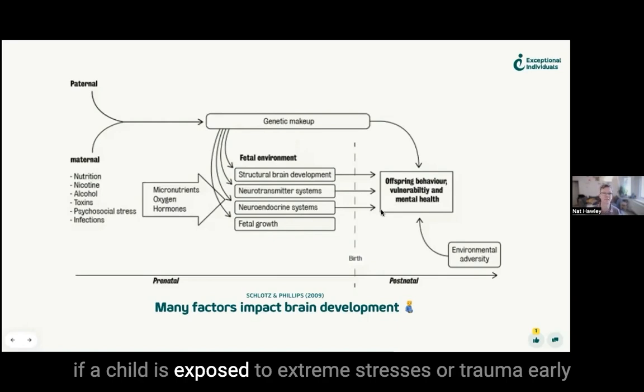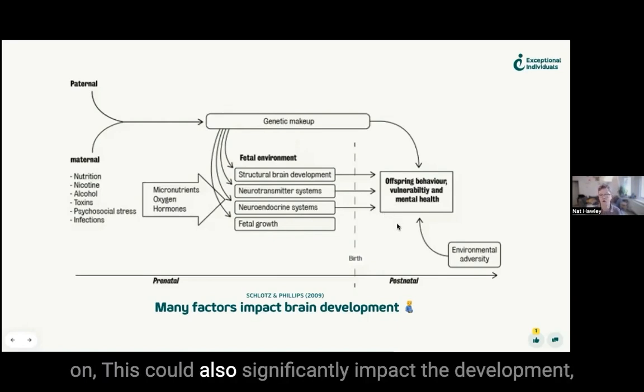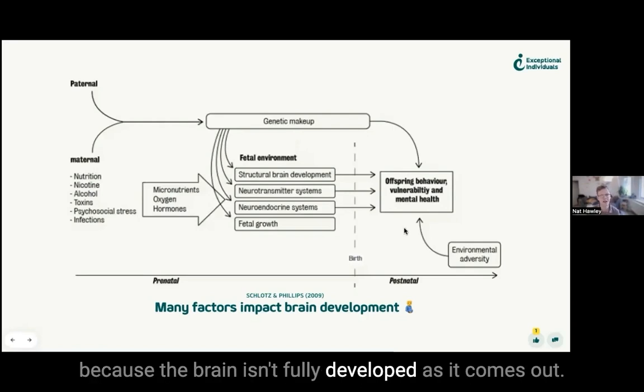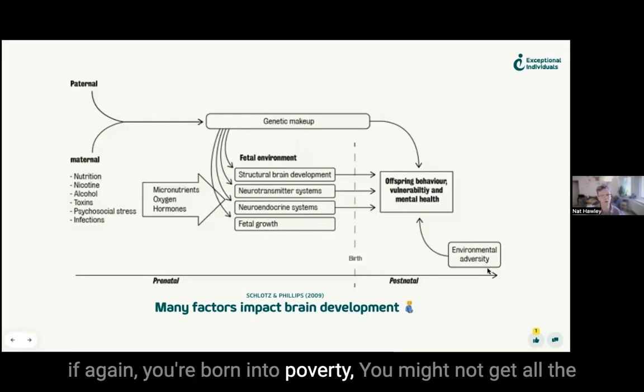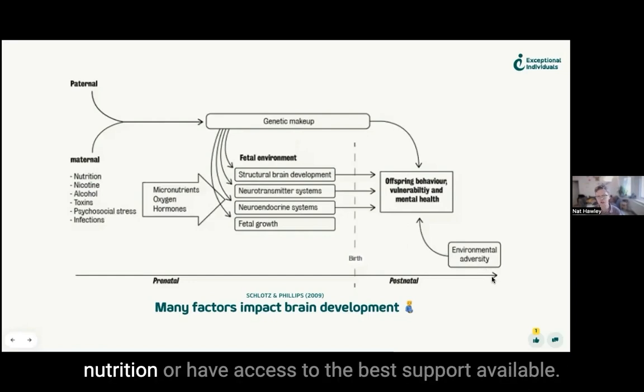If a child is exposed to extreme stresses or trauma early on, this could also significantly impact the development because the brain isn't fully developed as it comes out. It's still a soft little egg, and there's a lot of room for things to go wrong. And then environmental adversities. If, again, you're born into poverty, you might not get all the nutrition or have access to the best support available.